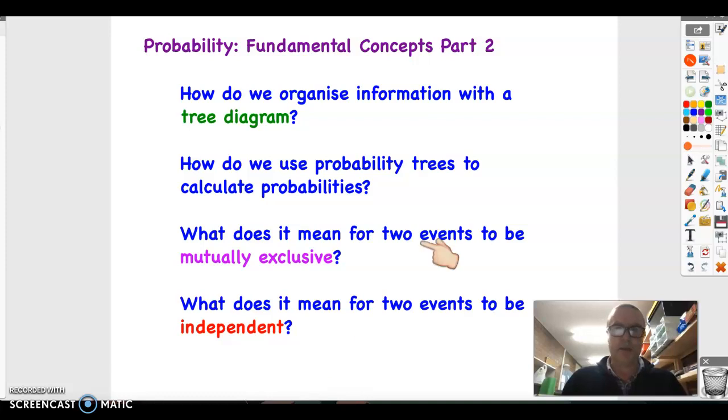In this lesson we're going to cover the way we use tree diagrams to organise information, which is very useful for some problems. We'll use those probability trees to calculate probabilities, including another conditional probability, and near the end of the lesson we'll have a discussion about what it means for two events to be mutually exclusive, and also what it means for two events to be independent of each other.